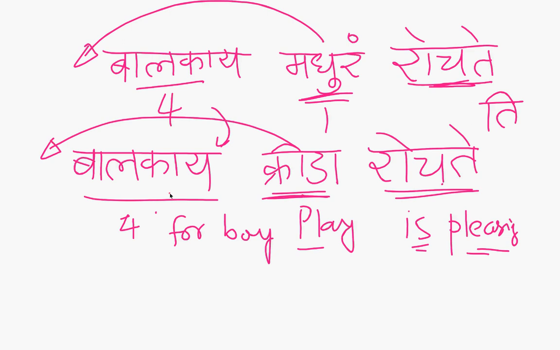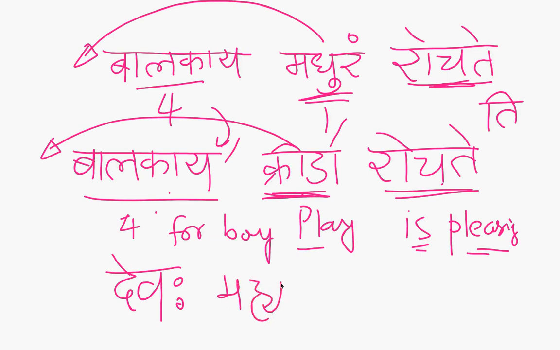Krida Balakaya Rochate. So Krida is the one which is being liked by Balaka. In English you say I like God, so God is being liked. So what is being liked? We put it in the Prathama Vibhakti. Like God, Deva. So Deva, you put in the Prathama Vibhakti: Devaha. And is liked by whom? By me, Mahyam. That you put in Chaturthi.